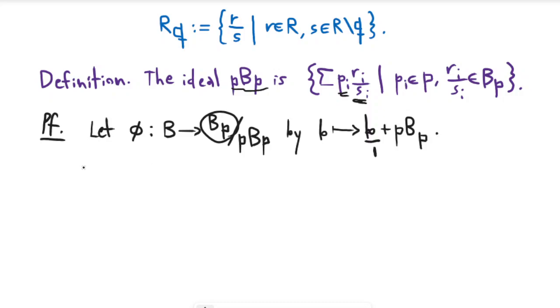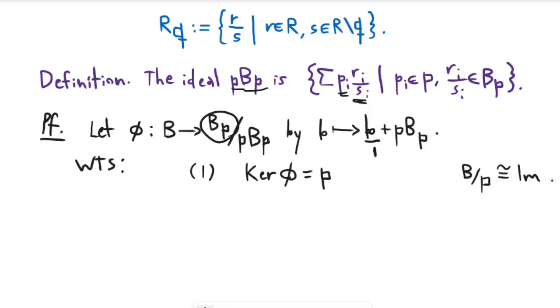Great. So we want to show two things. First, we want to show that the kernel of phi is equal to P, because then we can use the first isomorphism theorem to show that there's an isomorphism between B over P and whatever the image of phi is. And then the second thing we want to show is that phi is surjective. Okay, and if we can show these two things, we'll be done.